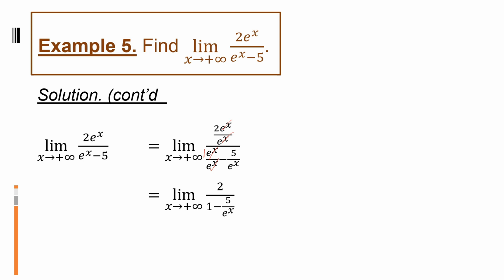So, we have the limit as x approaches positive infinity of 2 over 1 minus 5 over e raised to x. And we know that that is just 2, that is 1, and this is equal to 0. Paano naging 0 ito? Di ba kanina, 1 over e raised to x is just equal to 0, in our example number 4, kaya 5 times 1 over e raised to x is just 5 times 0, kaya 0 yan.